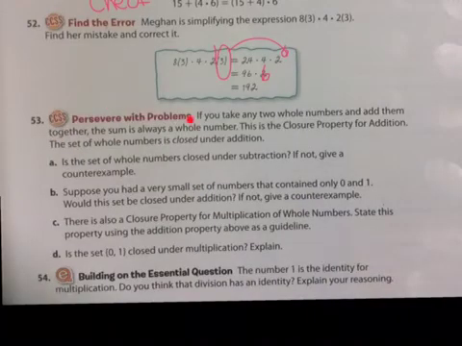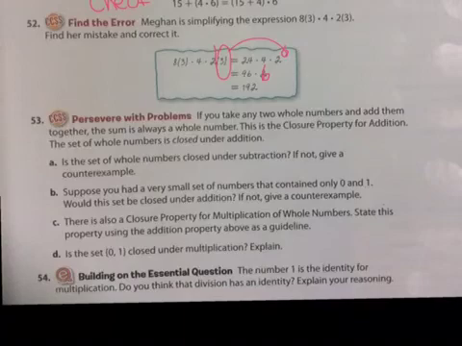Okay? If you take any two whole numbers and add them together, the sum is always a whole number. Well, that's true, right? It's always a whole number. This is the closure property of addition. Here we have another property. It's called the closure addition. So that means when you add two whole numbers, you'll get a whole number. The set of whole numbers is closed under addition. Okay, so whole numbers, add them together, you're going to get a whole number. It's closed under addition. Is this true? It's always true. It is a property.